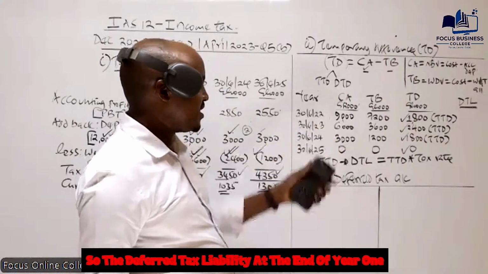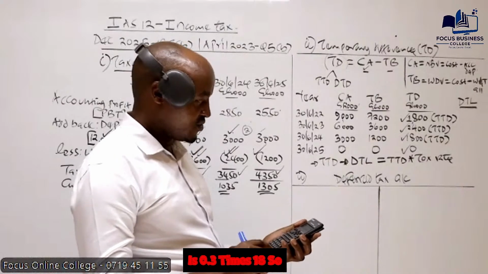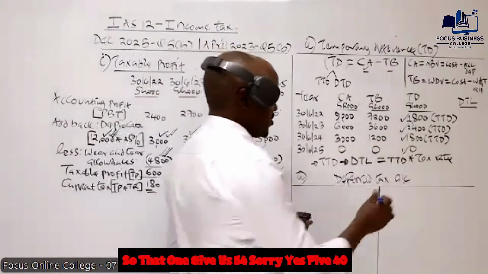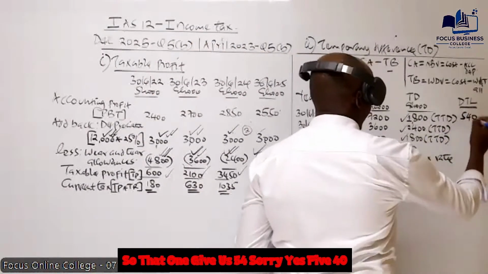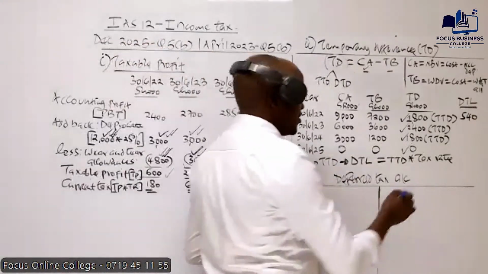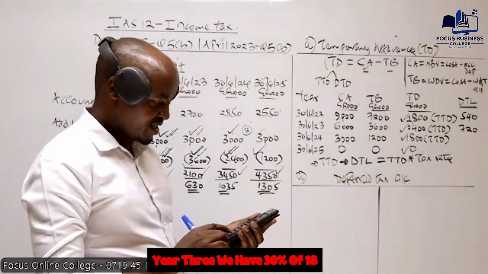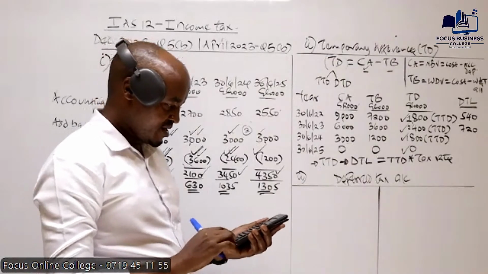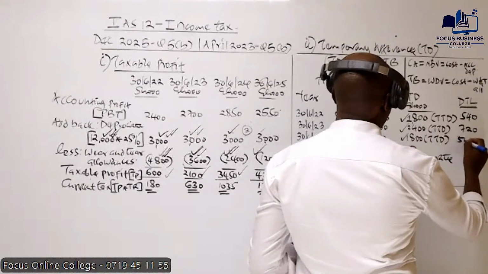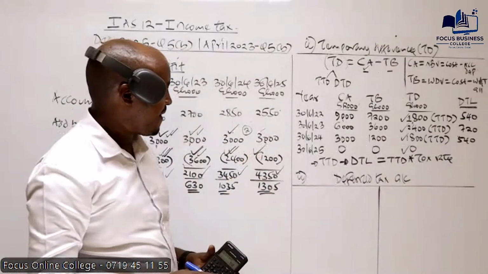So the deferred tax liability at the end of year 1 is 0.3 times 1800. I've taken the taxable temporary difference and multiplied that with the tax rate. That will give us 540. The other year we take 30% times 2400, which gives us 720. Year 3, we have 30% of 1800, and that will also give us 540, and I hope my computation there is correct.